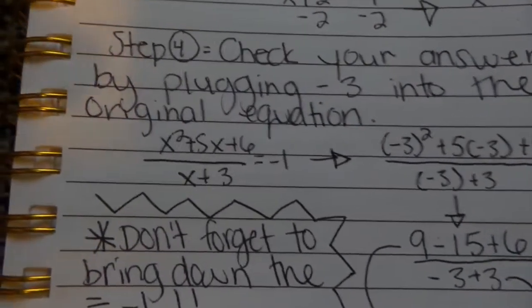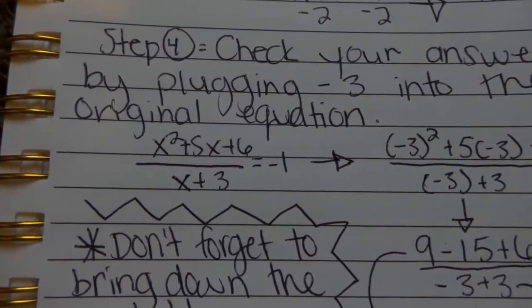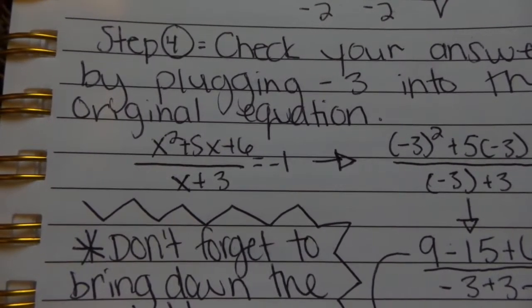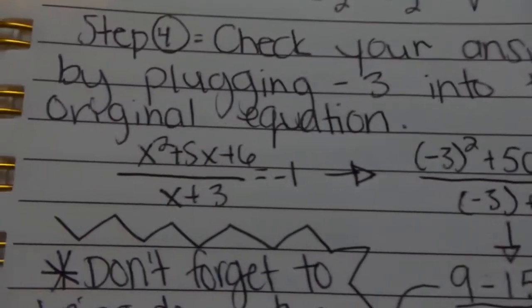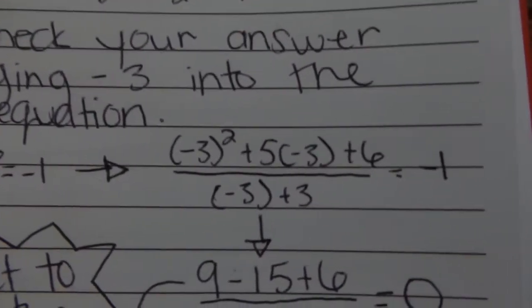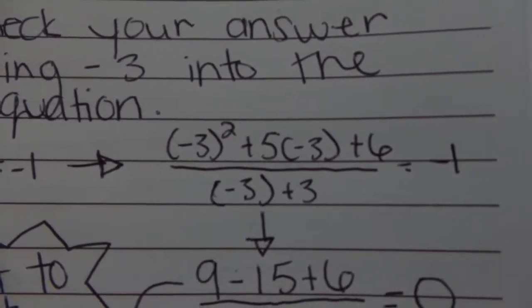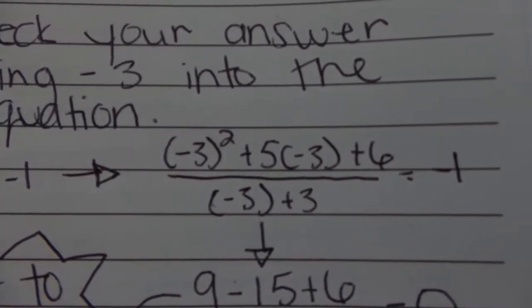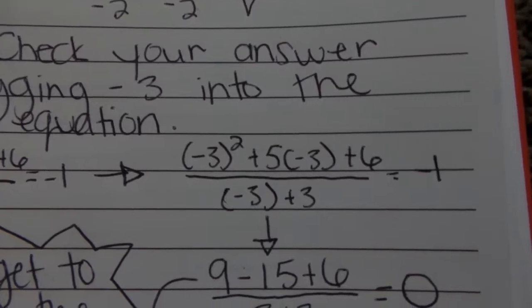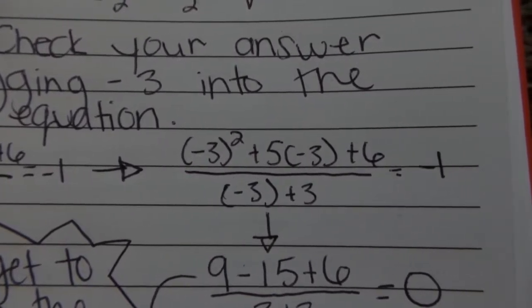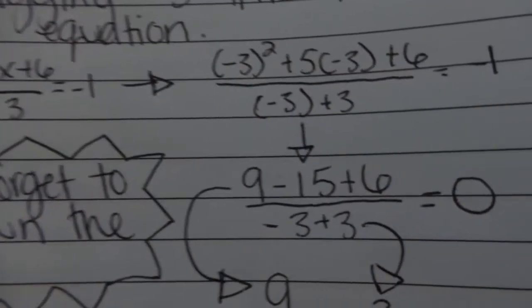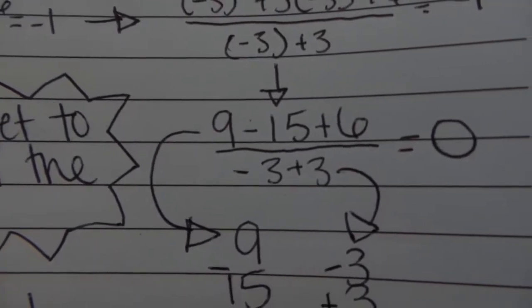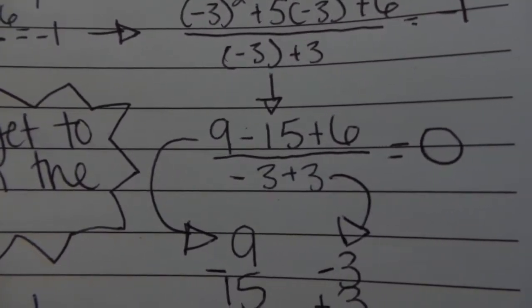Your original equation is x squared plus 5x plus 6 over x plus 3 equals negative 1. You're going to plug in negative 3 to where all the x's are at. So like over here, it is negative 3 squared plus 5 parentheses negative 3 plus 6 over negative 3 plus 3 equals negative 1. Once you work out the top part, you're going to end up with 9 minus 15 plus 6 over negative 3 plus 3.